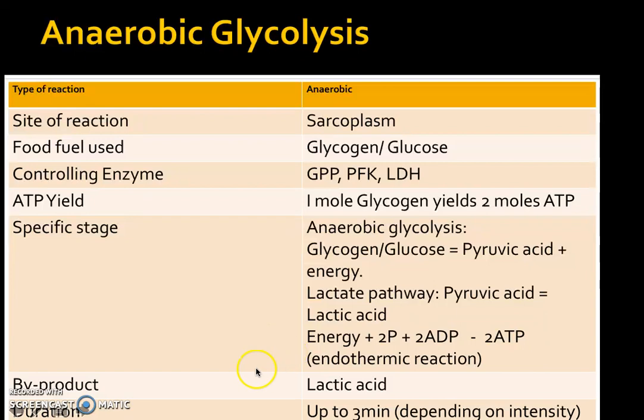And what we can do then is just note what happens in relation to the energy. So we have energy plus 2 phosphates. So that's the 2 phosphates plus the 2 adenosine diphosphates. And that gives us 2 adenosine triphosphates. And that is where the endothermic reaction has actually taken place. The knock-on effect, as we all know, is lactic acid, or byproduct is the term that we can use. And it's up to about 3 minutes depending on the intensity.